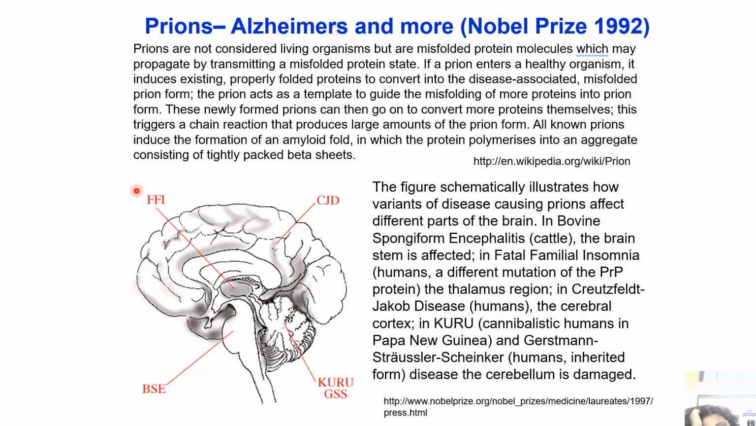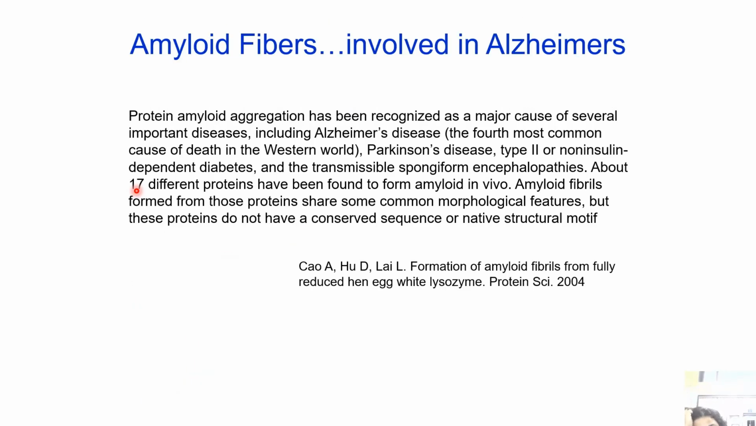In fatal familial insomnia, in humans, a different mutation of the PrP protein, the thalamus region. In Creutzfeldt-Jakob disease, the cerebral cortex. In kuru, cannibalistic humans in Papua New Guinea. And in Gerstmann-Straussler syndrome, humans inherited the disease, the cerebellum is damaged.